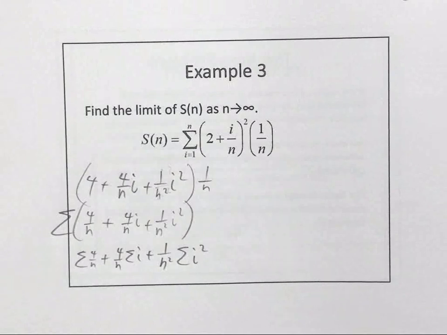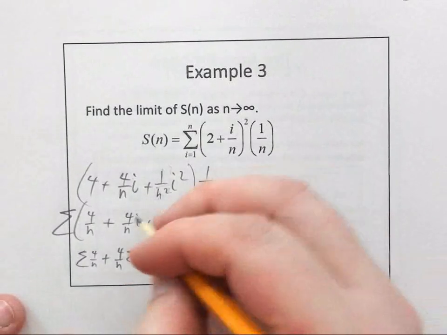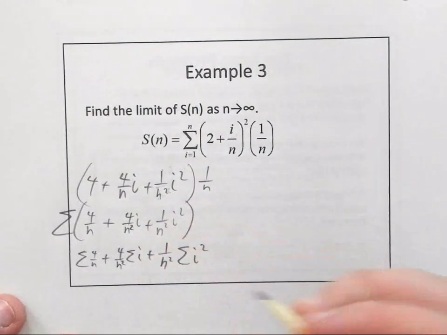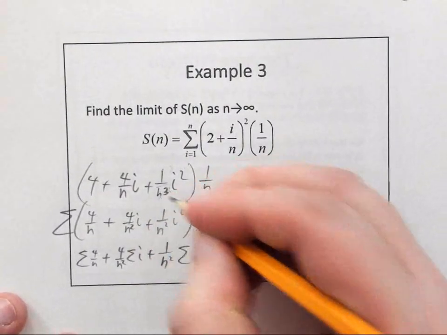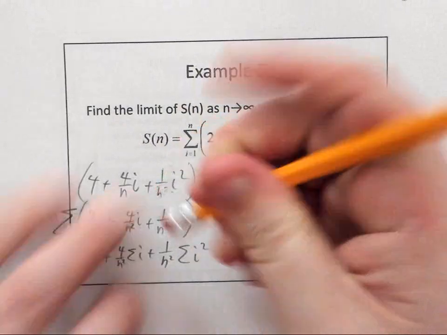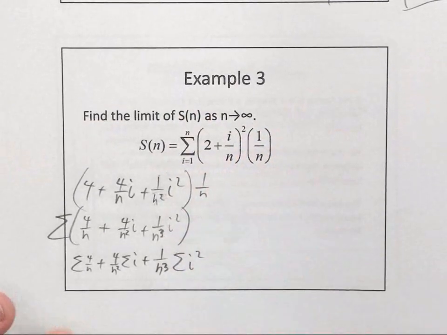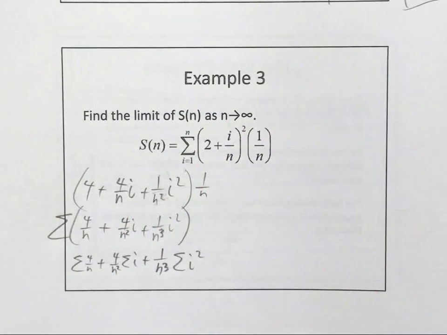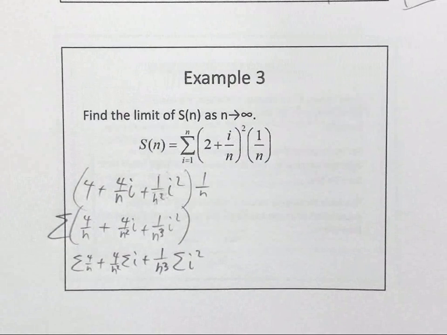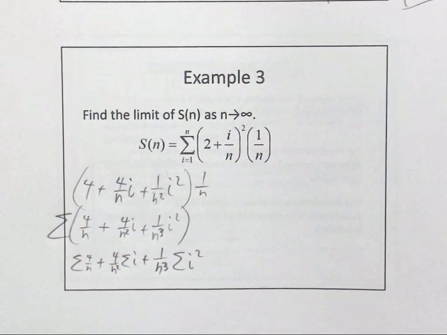Oh, I meant to distribute it. No, this should be 4 over n squared. Yep. I did it for the first, but not the rest. Sorry. Whoops, not there. Sorry about that. You're right. The 1 over n would distribute to that. Okay? From here, now I'm going to use those substitutions.